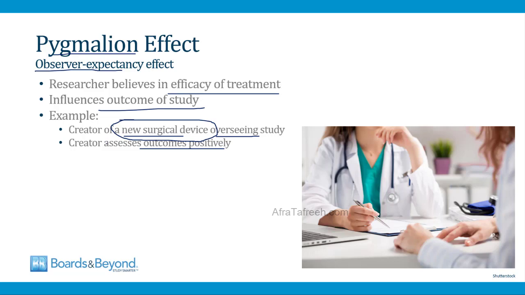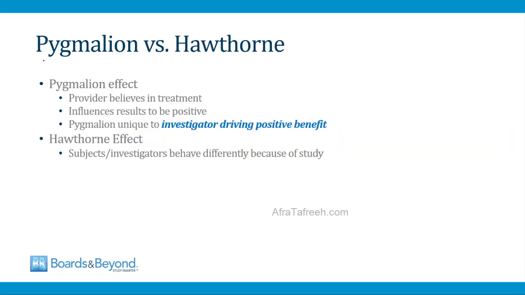And so this is another reason that we try to blind providers from knowing what treatments their patients have received. That way, if the provider has an opinion about whether the treatment is beneficial or not, that opinion can't influence their assessment because they don't know whether or not the patient has received the treatment. And so like I said, the Pygmalion effect and the Hawthorne effect are different, but they share some similarities and they can be easily confused.